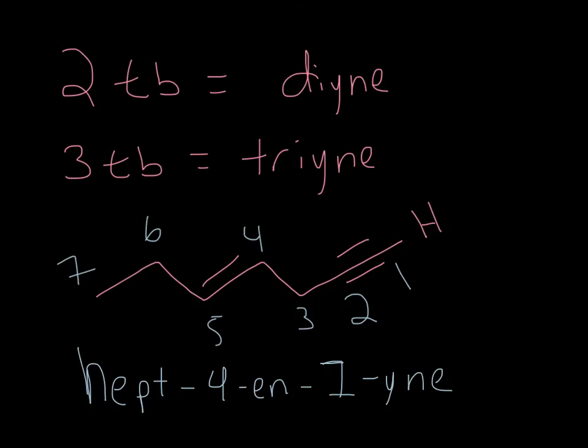And I have a 4-ene to tell me that I have a double bond at the 4 position, and a 1-yne to tell me that I have a triple bond at the 1 position on my 7 carbon chain.